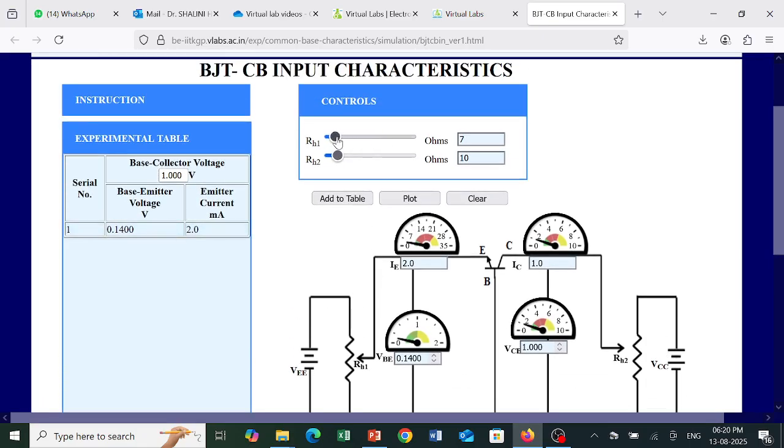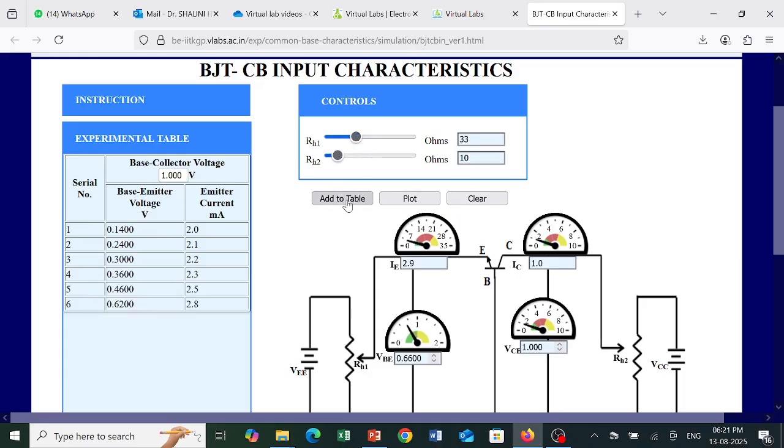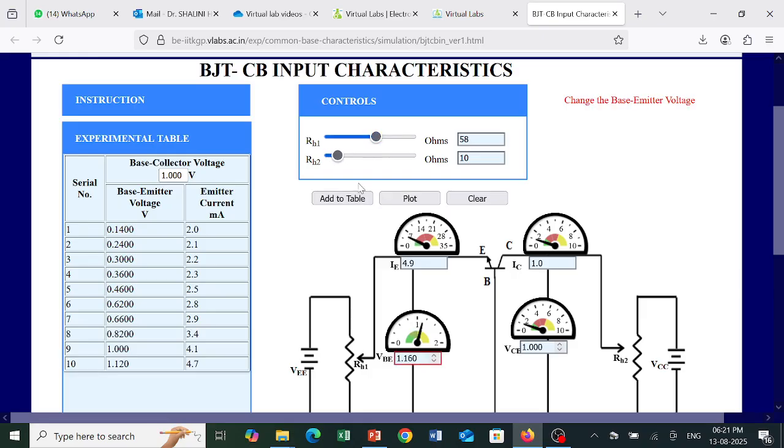Similarly, we will tabulate for different values of RH1, that is, VBE for different values. Here is the plot. You can observe from the table that the values are gradually increasing. We will take some values so that our plot comes out a little more clearly. The current is increasing gradually as we increase VBE.